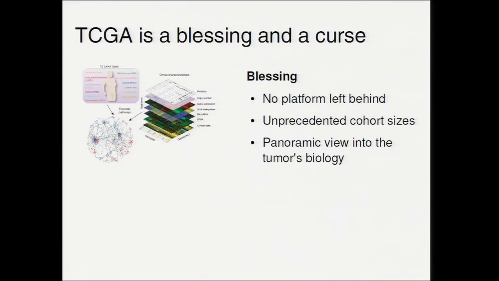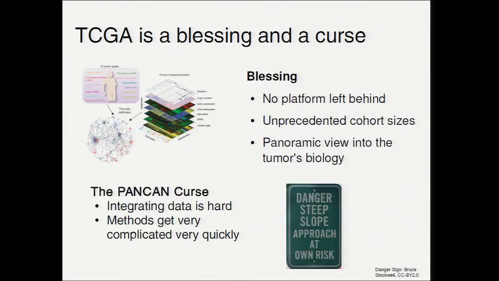So TCGA is both a blessing and a curse. We've been talking the last couple days about all the really nice things about it, and it really is an unprecedented data set to do lots of different things. But as you can see from this figure, from a method standpoint, one of the things we wanted to do is integrate across different data types and different tissue types to look at networks and pathways in a pan-cancer context. But it turns out that this is actually a really hard thing to do.